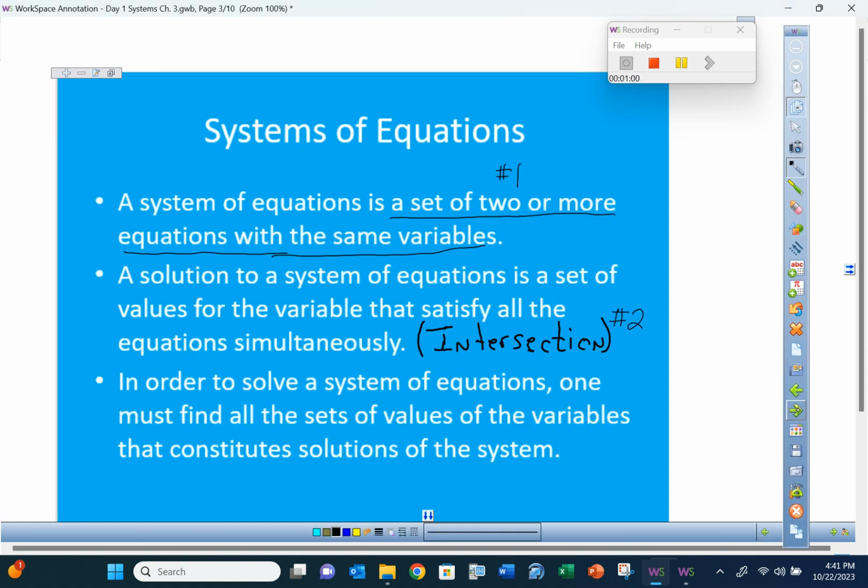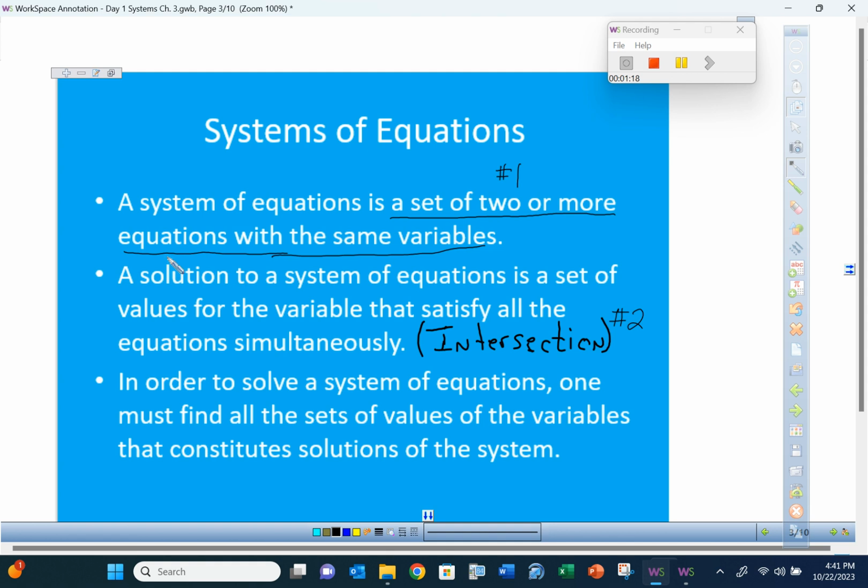Your number 1 says, what is a system of equations? Well, this is the answer. A set of 2 or more equations with the same variable. So that'll be what you'll put in your blank number 1. A system of equations is 2 or more equations with the same variables. And if you need to pause the video to write that down if I get going too fast, that's okay.